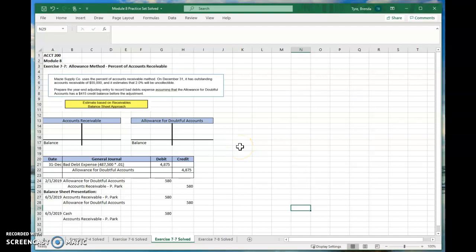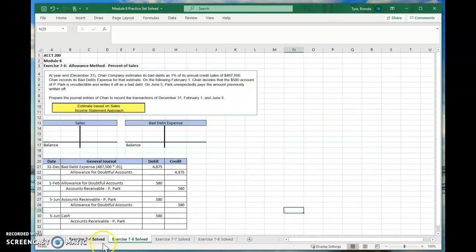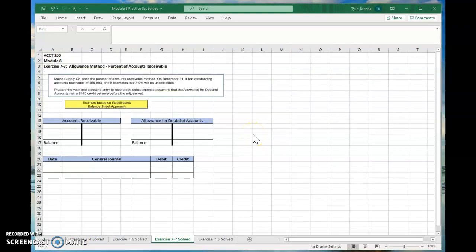We have, oh gosh, what did I do? Somehow I've got the amounts from 7.7 coming over. Let's pause for 1 second and I will get this fixed up. All right, here we go.